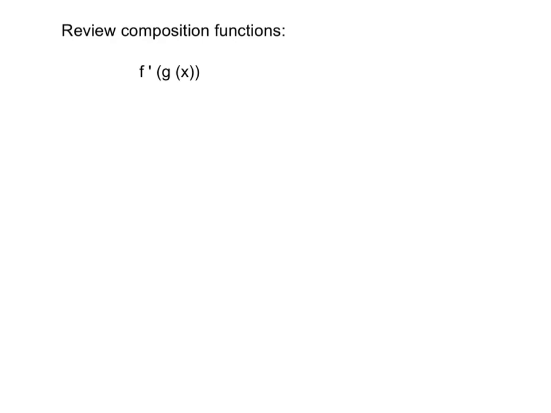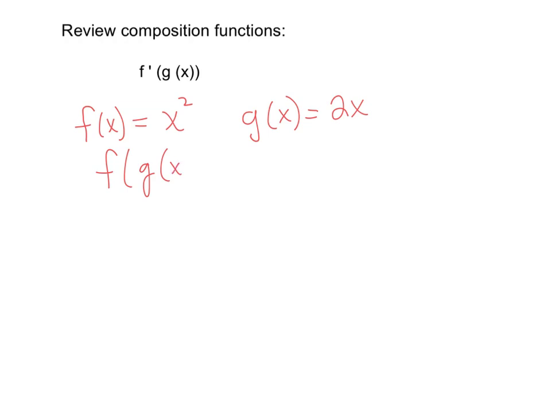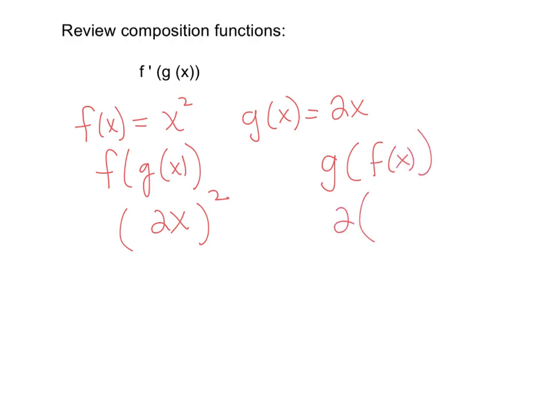So I want to go back over composition of functions one more time. For instance, if I had f of x equals x squared and g of x equals 2x, then if I wanted to find f of g of x, I would start with the f function and put the g of x on the inside. If I wanted g of f of x, you start with the g function and put the f of x function inside. So that's how that works.